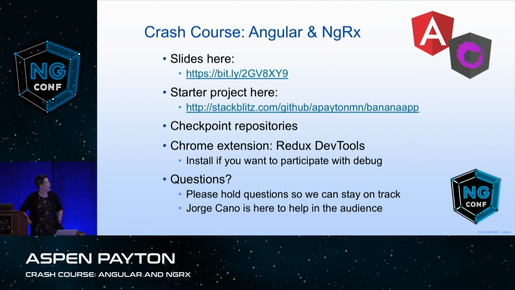I have some checkpoint repositories along the way. So once we're done with a certain section of code, if you get lost or you're having errors, you can always reference that checkpoint repository to have a starting point midway through the process. We're going to be doing some debugging later on using the Redux DevTools extension in Chrome. So if you don't have that already, you might want to get that installed quickly if you want to follow along. You'll be able to see what I'm doing either way, so it's up to you if you want to take that extra step.